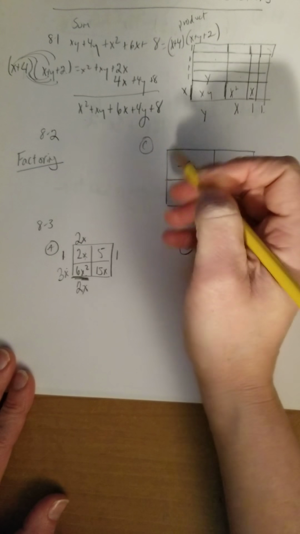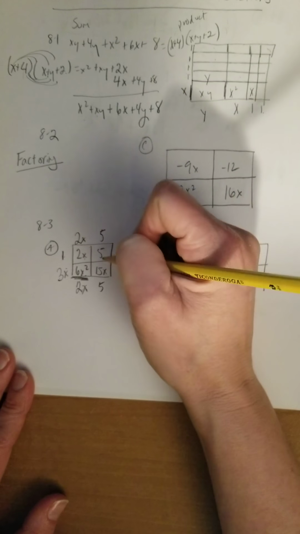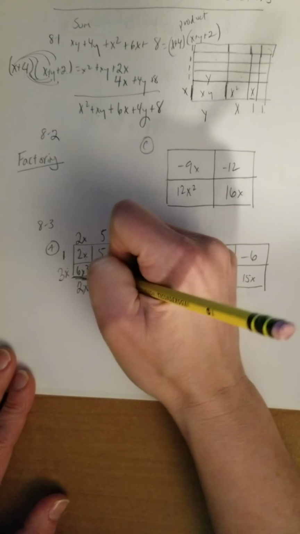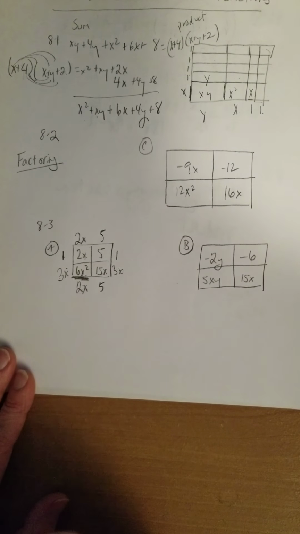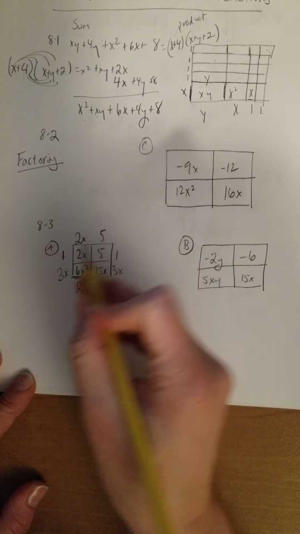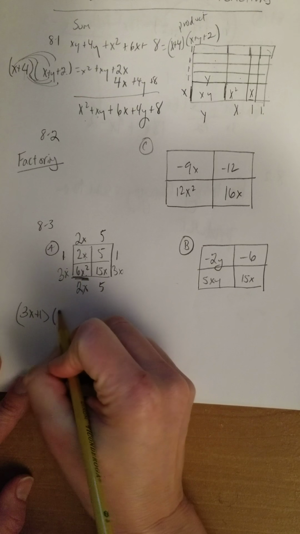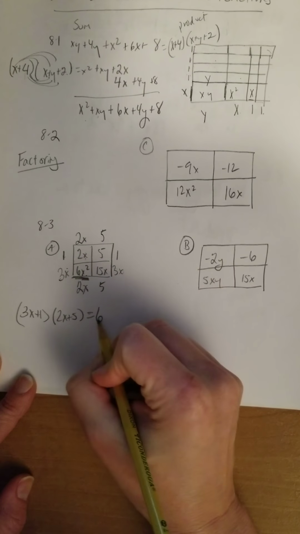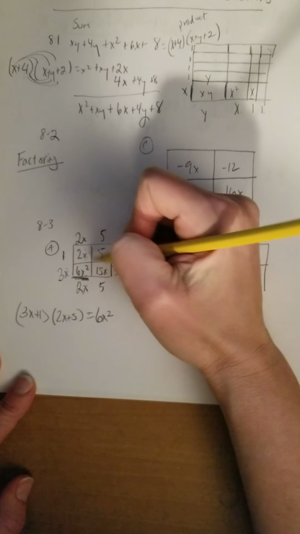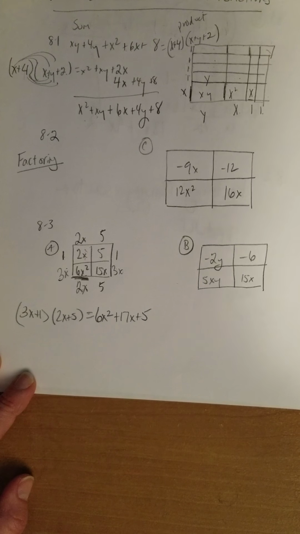If there's a 1 here, there's a 1 here. 1 times something is 5. That something is 5. If 5 is here, it's there. 5 times something is 15x. 5 times 3x. That totally makes sense, and this all works. So if I'm taking this as a product, we would have 3x plus 1 times 2x plus 5. That equals, we usually put the squared term first. That's a 6x squared. Then we'd add those together, plus 17x plus 5. There you go. All right.